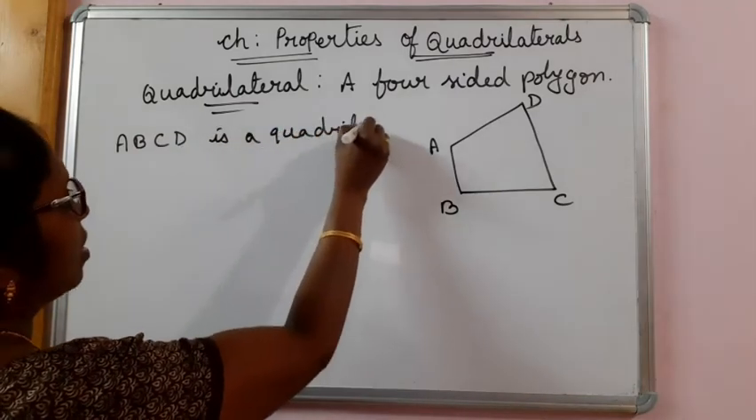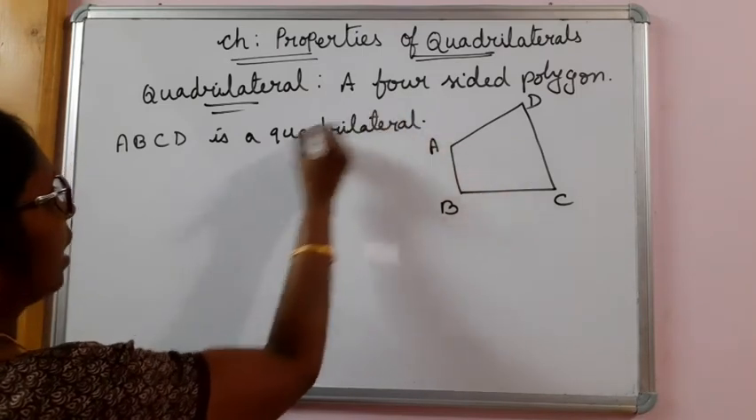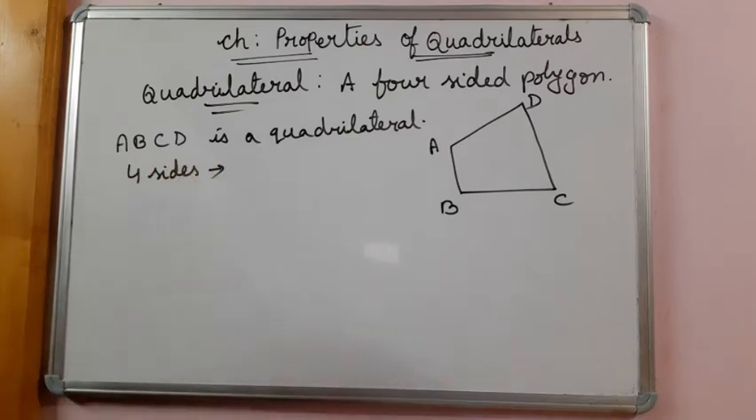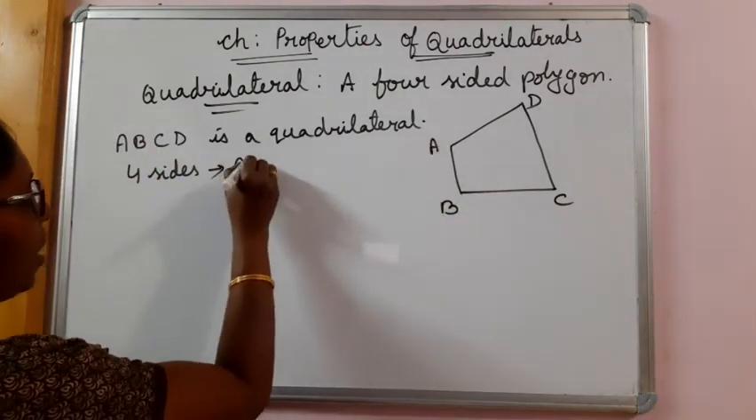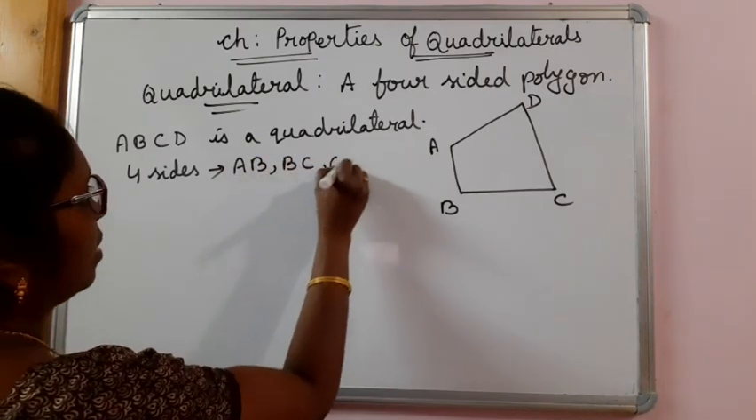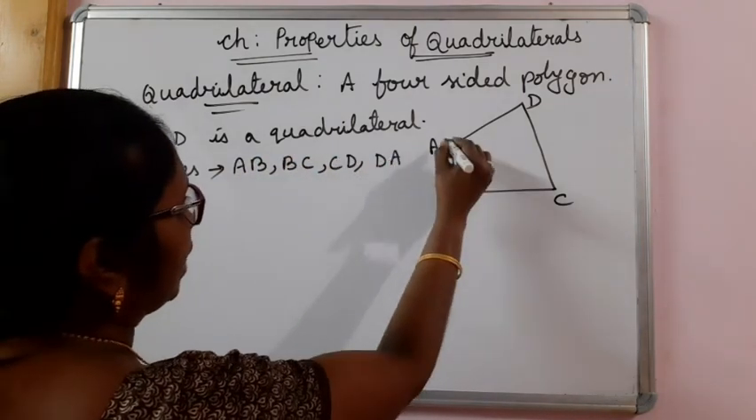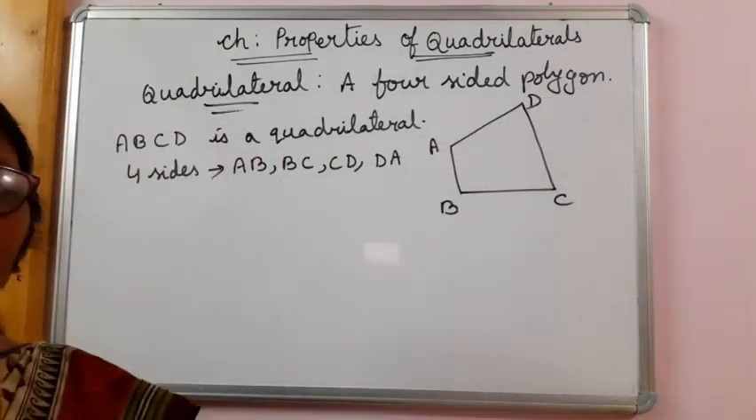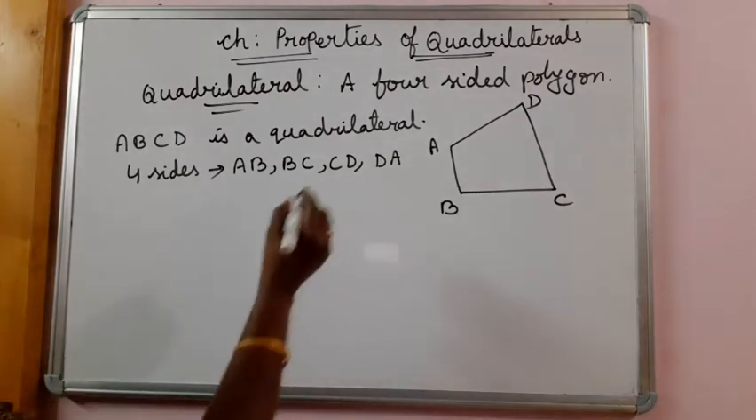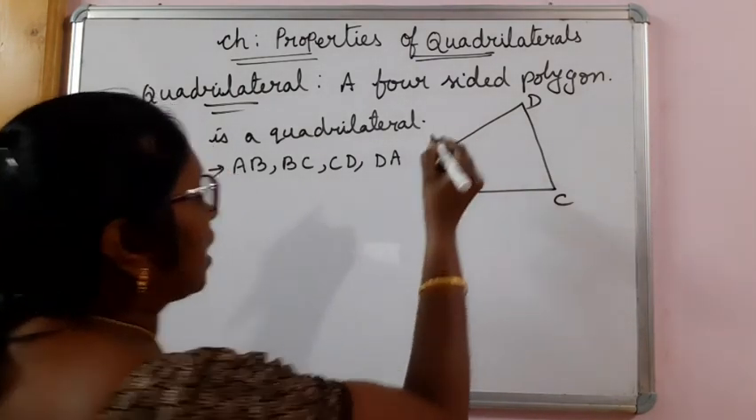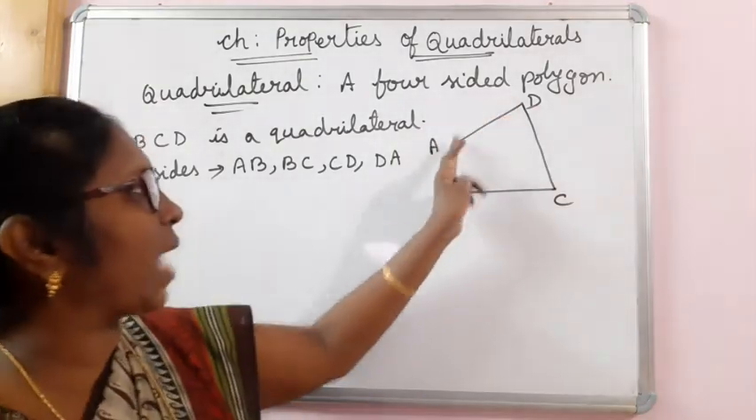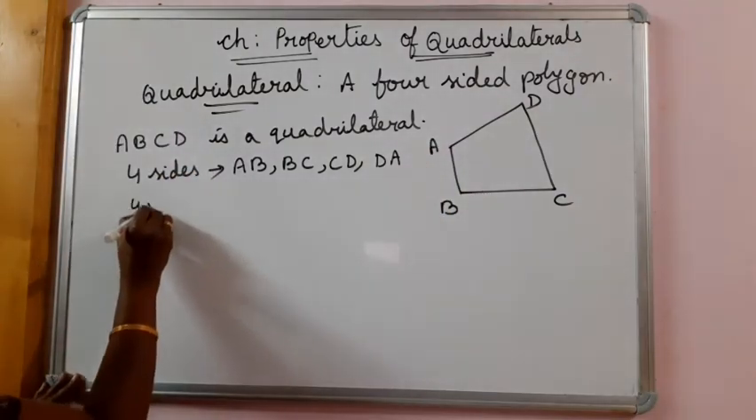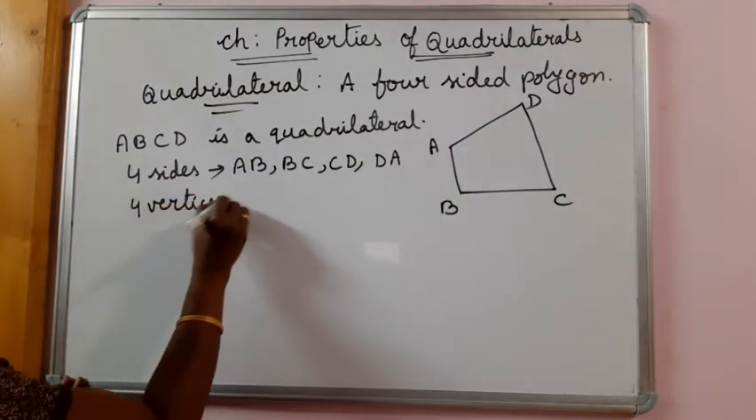And we know that in a quadrilateral, there are four sides. Here, in this quadrilateral, the four sides are AB, BC, CD and DA. These are the four sides of the quadrilateral. And also, we know that the point at which two lines meet is called the vertex. Two sides meet. So there are four vertices in a quadrilateral.